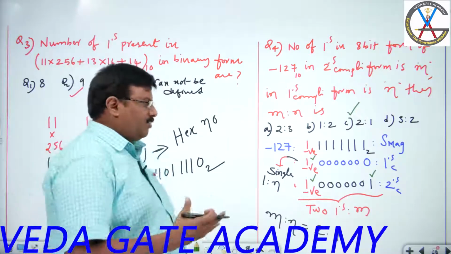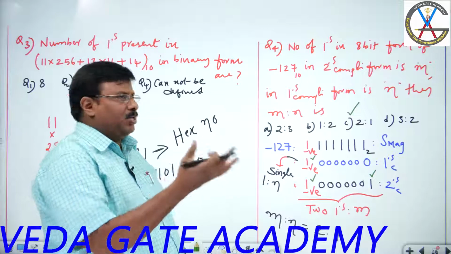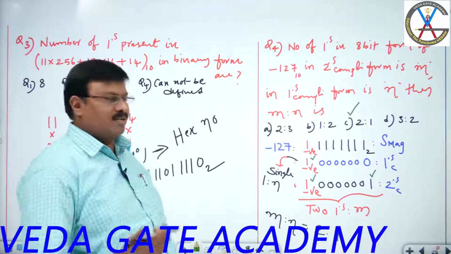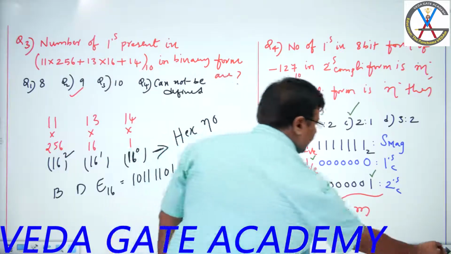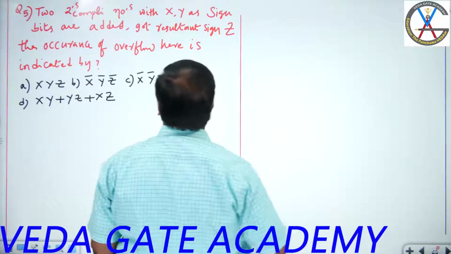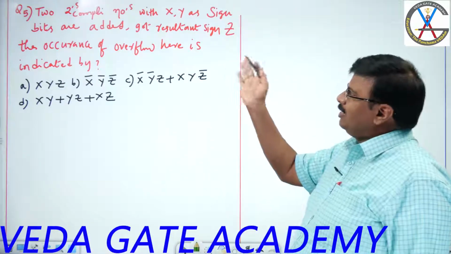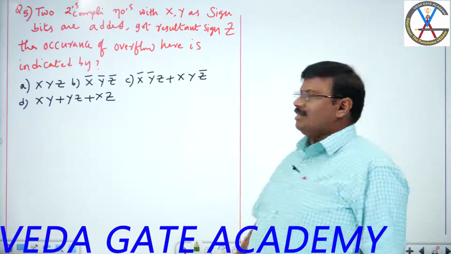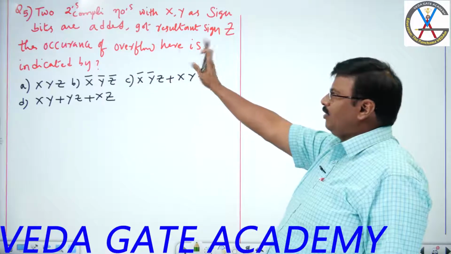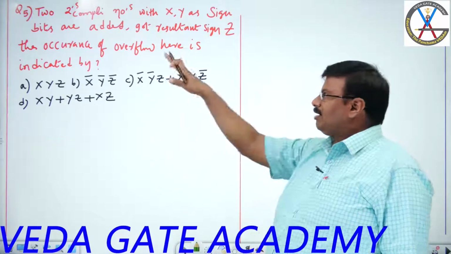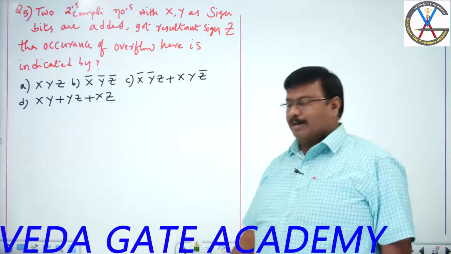Sometimes, looking at the question, it may make you feel it is lengthy, but you could do it faster. Next. Yeah. 2's complement numbers with x and y as sign bits are added, giving a resultant sign z. The occurrence of overflow here is indicated by.